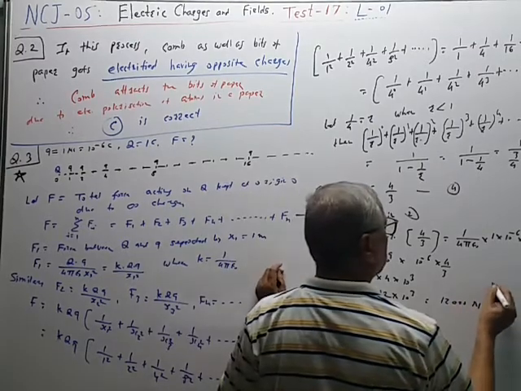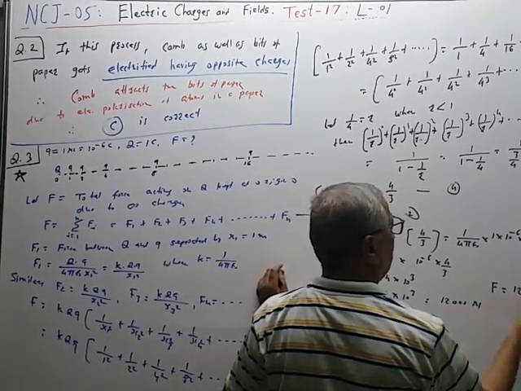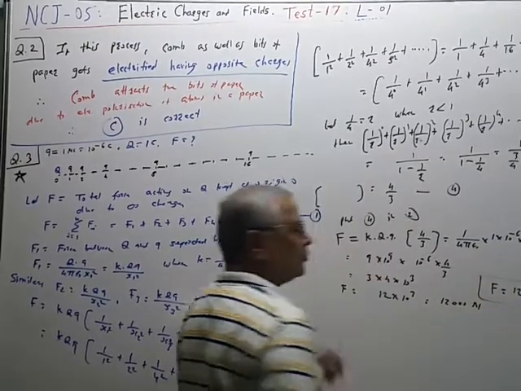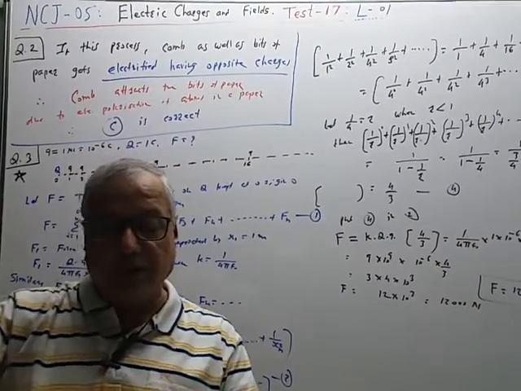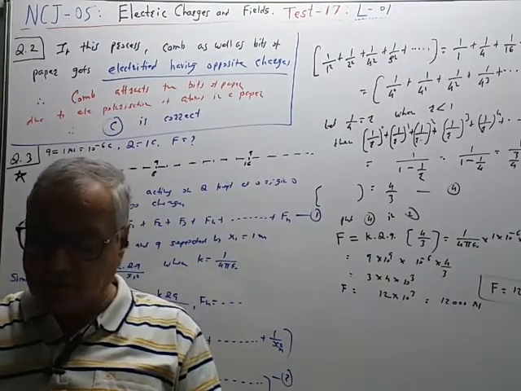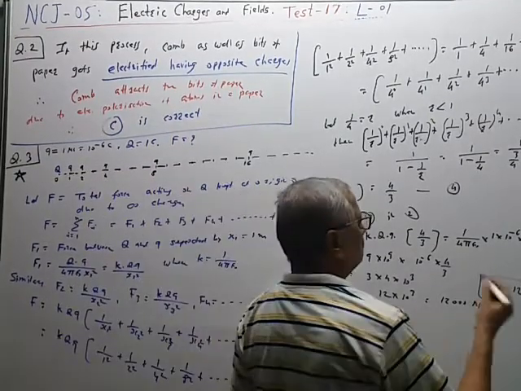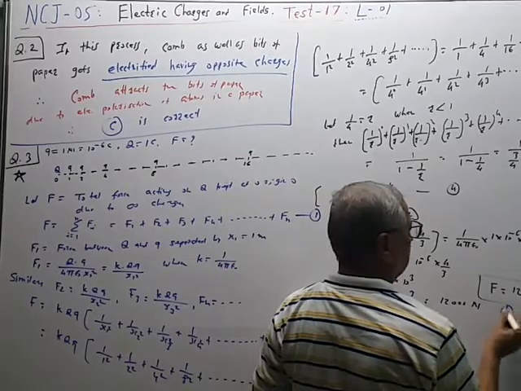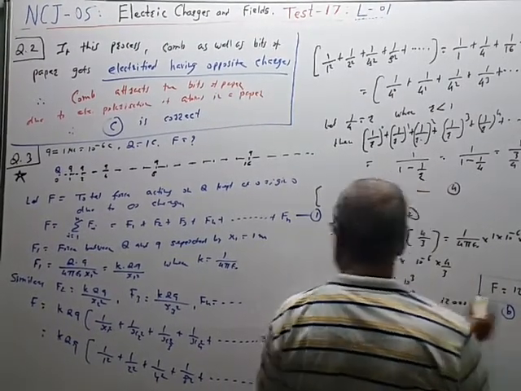Therefore, F is equal to 1200 Newton. Total force acting on the charge capital Q kept at origin is equal to 1200 Newton. And therefore, the correct choice is B. B is correct.